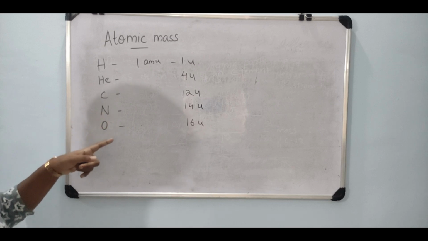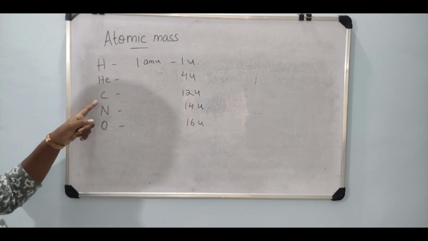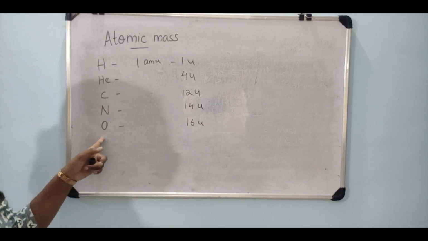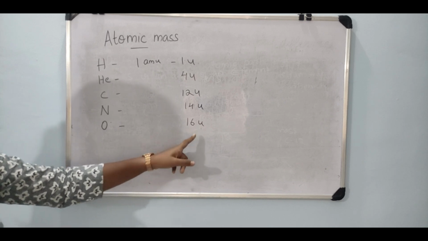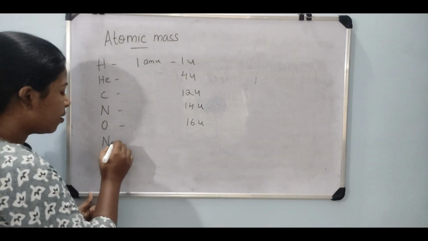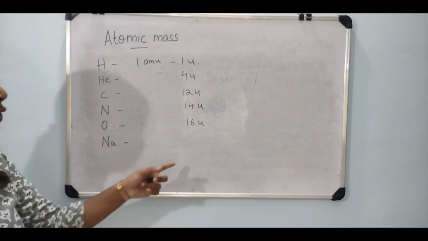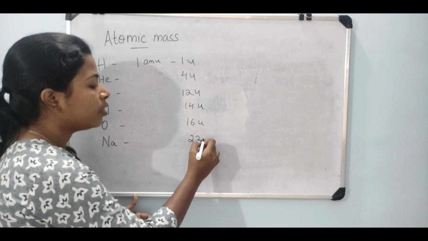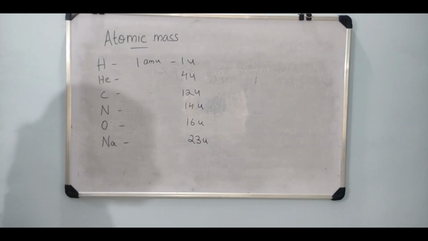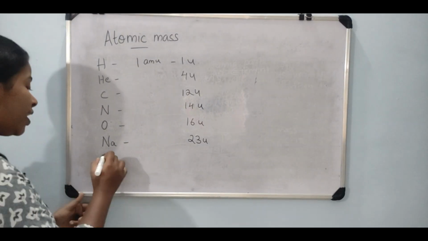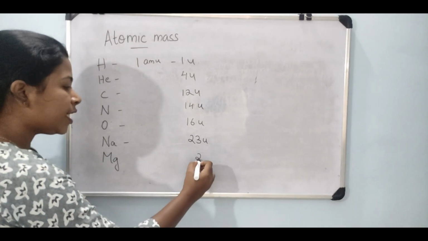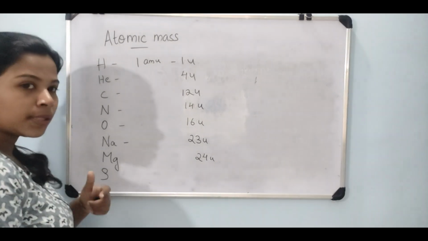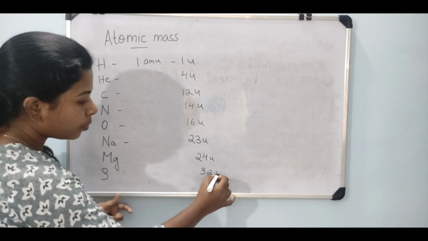See, all these are easy to remember. The atomic number of carbon is 6, and the atomic mass is double. Nitrogen is 7, the atomic mass is double here. Oxygen is 8, it is double here. Now sodium, the atomic number is 11, but it's not double. Double of 11 is 22, but the atomic mass of sodium is 23 U. You should remember all these important things. Then magnesium is 24 U. Then sulfur is 32 U.